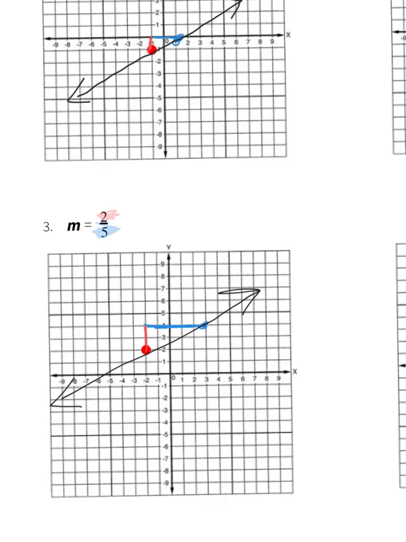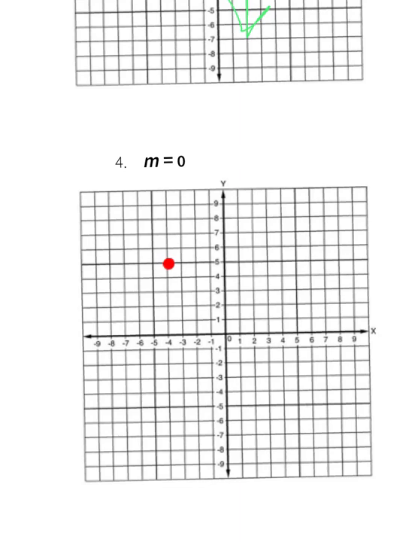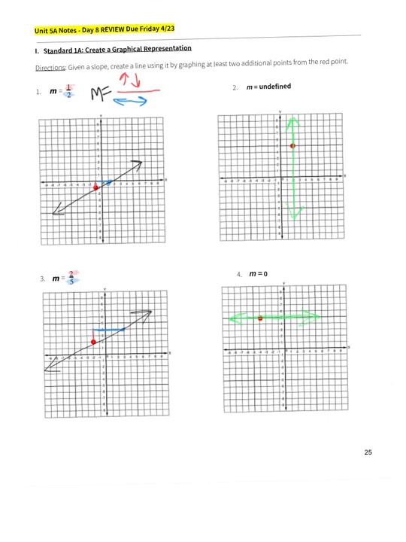All right, let's move on to our last one on this page. We have M is equal to 0. 0 is a horizontal line. So horizontal line, including that point. M is equal to 0. Okay, let's move on. I would make sure that you wrote this down so that you can refer back to it if you need to on your assessment.